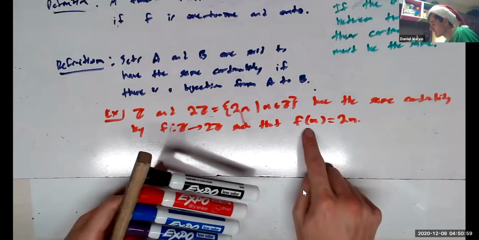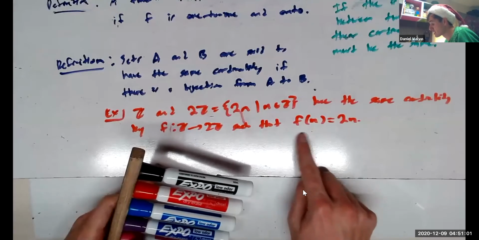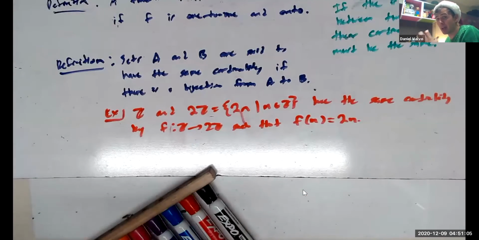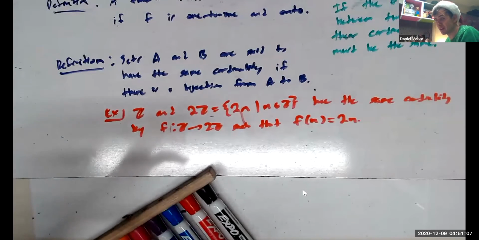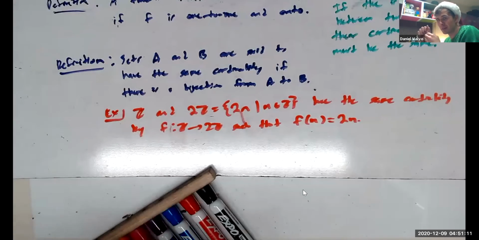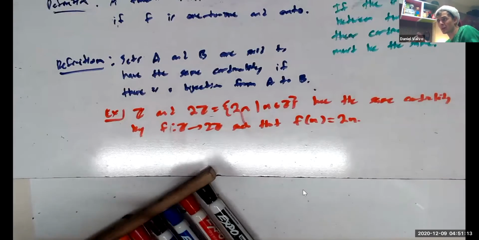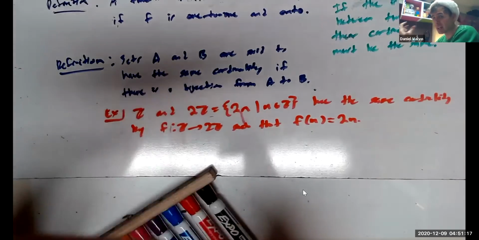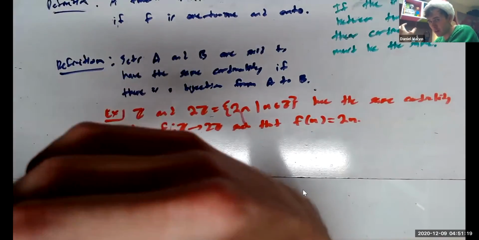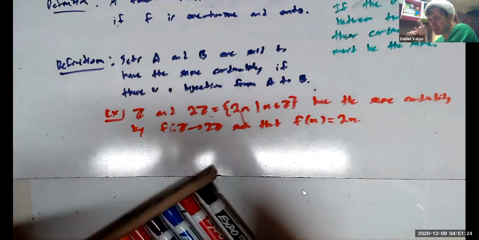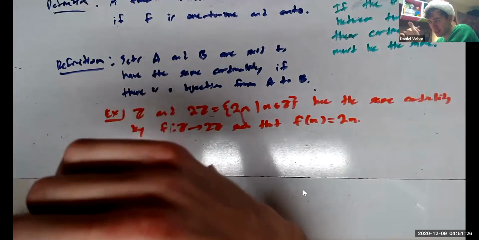We can show that this is a bijection from Z to 2Z, meaning we can actually pair up the elements of Z and the elements of 2Z. We can pair up every integer with every even number. And so in a certain sense, there are the same amount of even numbers as there are integers. It feels weird. It feels like there should be less, right? Because every other integer is odd, so there should be less even numbers than integers.